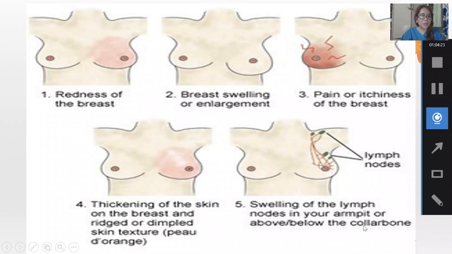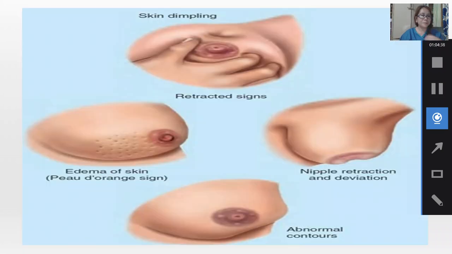Swelling of the lymph nodes in your armpit or above or below the collarbone. Okay, above or below the collarbone. Diba yun yung chine-check nyo rin yung lymph nodes during your physical assessment 1.